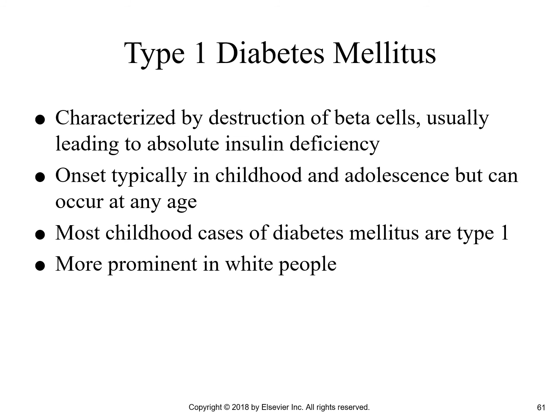Type 1 diabetes is characterized by destruction of the beta cells, usually leading to absolute insulin deficiency. Onset is typically in childhood and adolescence, but can occur at any age. Most childhood cases of diabetes mellitus are type 1. It's more prominent in white people.